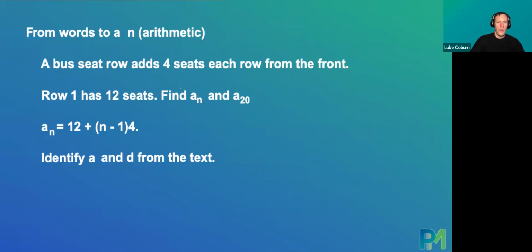Okay, so now we want to go, for example, from a wordy type of question to be able to get to an equation. So we're saying we have a bus seat row that adds 4 seats each row from the front. A bus seat row adds 4 seats each row from the front. Row 1 has 12 seats.